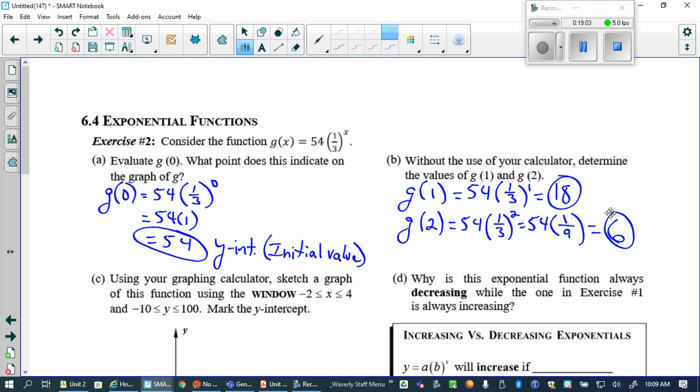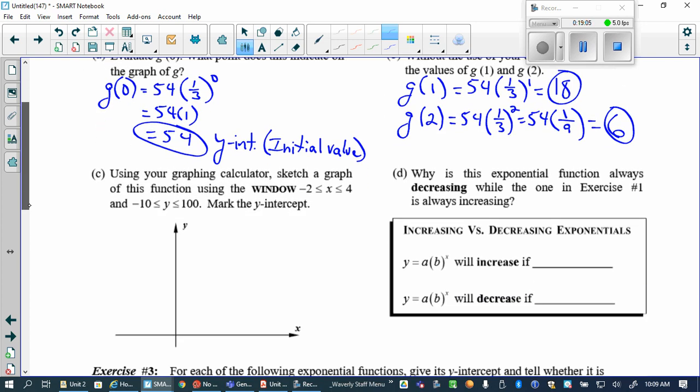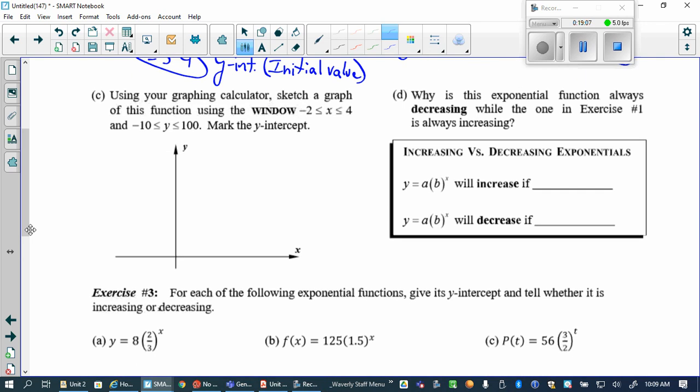All right, let's go to part C. Graph this thing. We'll make a sketch, and when we sketch it, I do want to at least make note of the y-intercept. You see the windows they want you to use? The x's and the y's? Let's go and put that in. Do you want to watch me do it and follow along, or do you think you know how to do it?